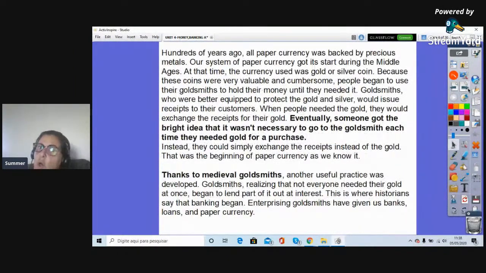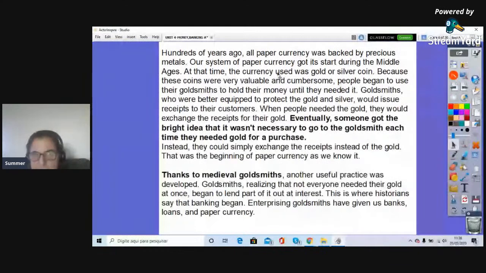Hundreds of years ago, all paper currency was backed by precious metals, all of it. The system of paper currency actually got its start in the Middle Ages. At that time, what happened? The currency used was gold and silver, so people would carry around gold and silver coins. As you can imagine, they were very valuable and also not so easy to carry around. They were heavy. So people began to do what?